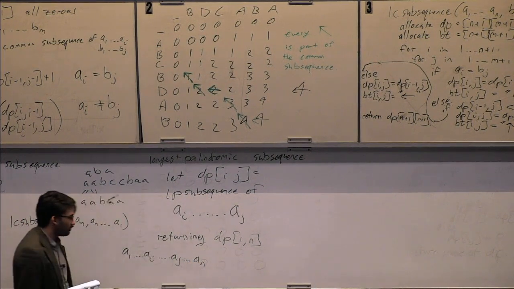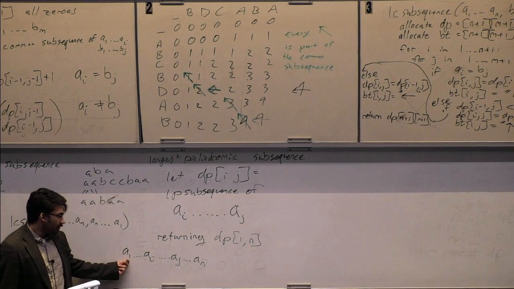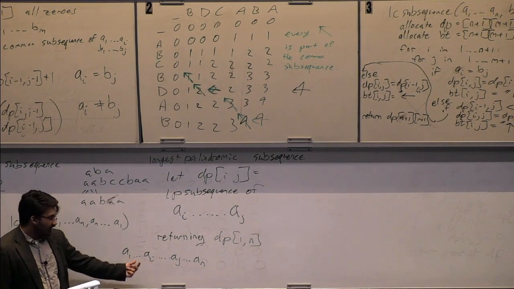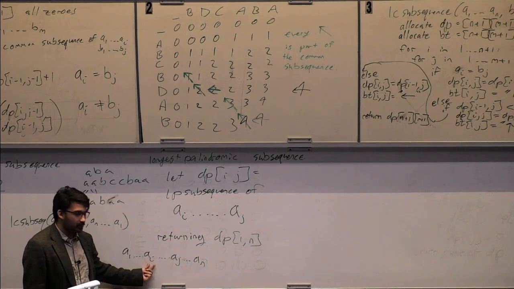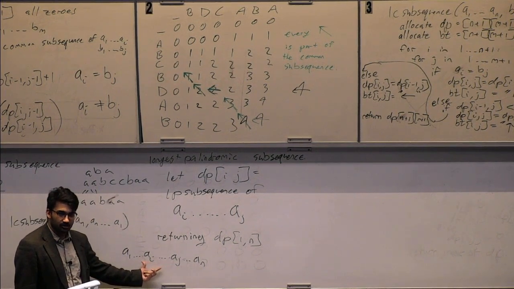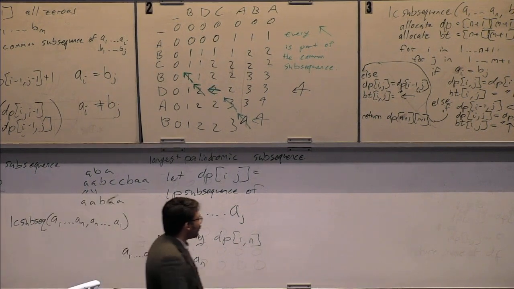That's sort of the syntax the input will look like. Well, it begins with A1 and ends with AN. AI is some beginning of a substring. AJ is some end of a substring, inclusive. I is less than J, right?